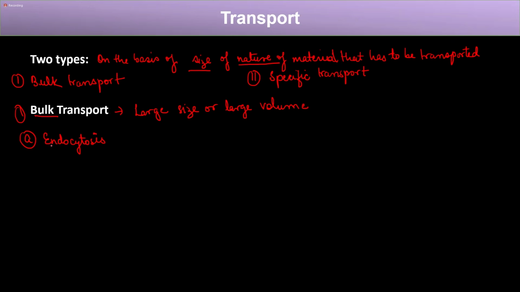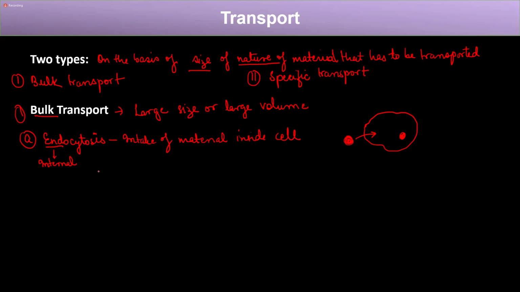Now, what do you mean by the term endo? Endo means internal. Suppose this is a cell, and this is its nucleus. If a cell is taking something bulk inside, then this process will be called endocytosis. So endocytosis is intake of material inside the cell.